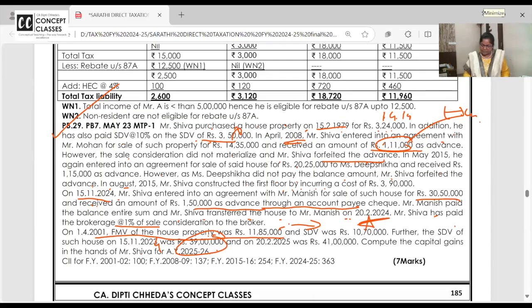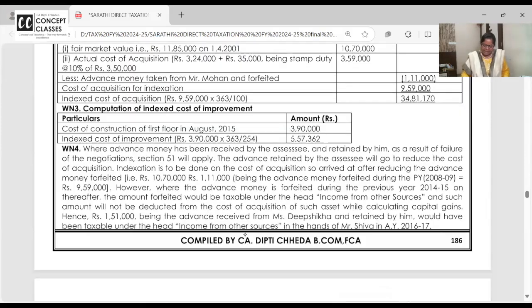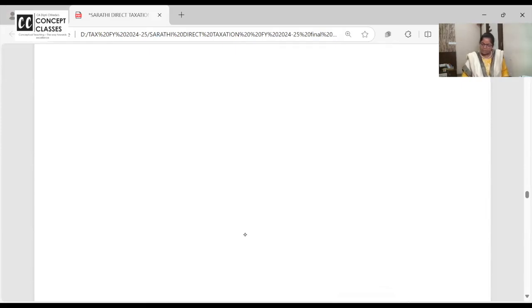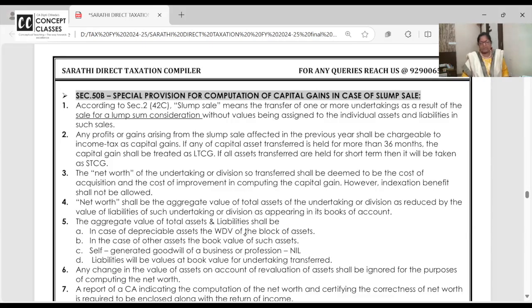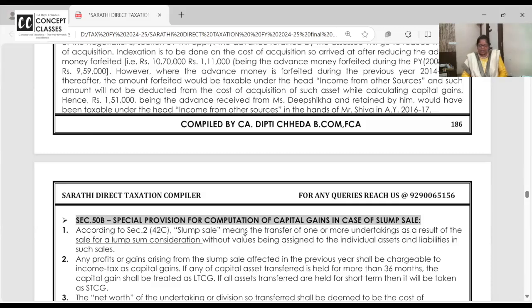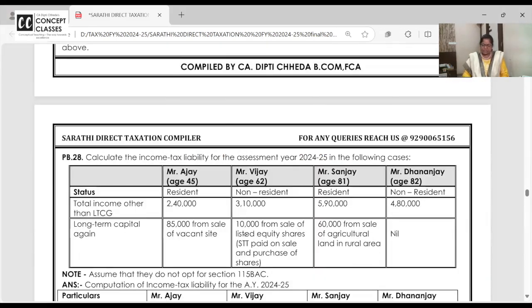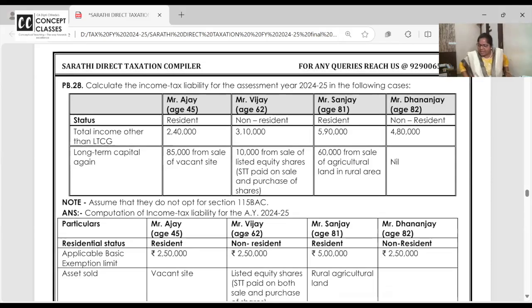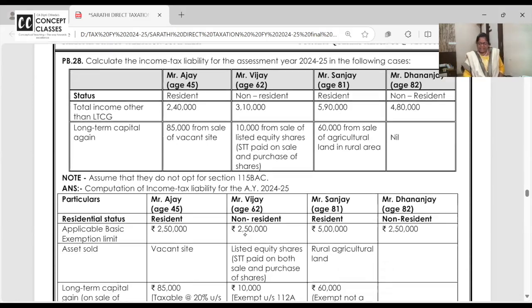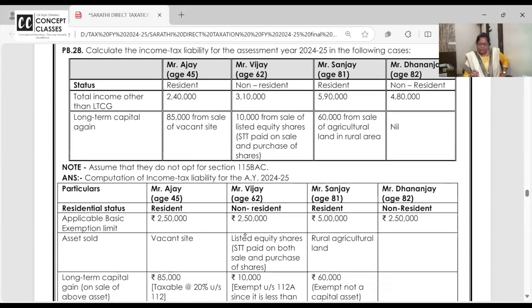अच्छे से करते हैं उसको भी. अच्छा question है. Very nice. Just above this. After this is the slum sale and that reverse mortgage we have already done. This one is a very nice question. Calculate the income tax liability for 24-25 for 4 different kinds of assessees. I'm discussing it and you do it as homework.